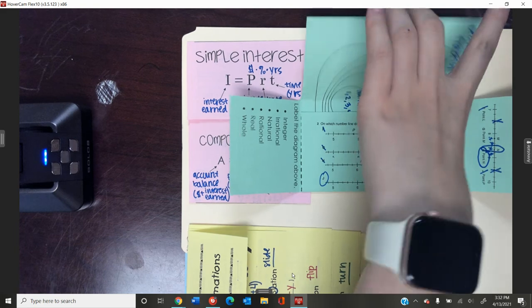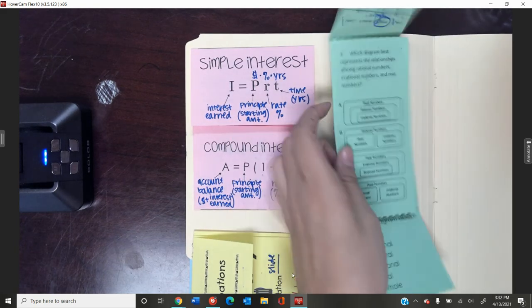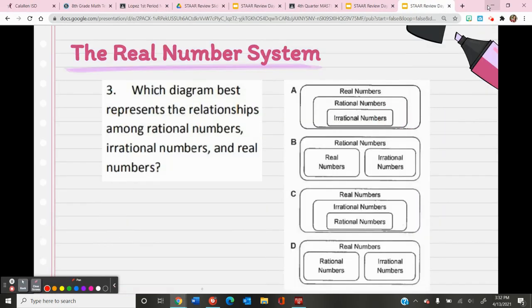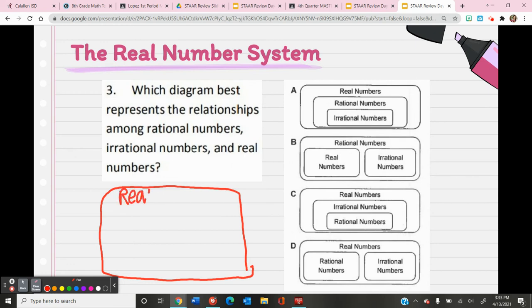Pause if you need a second, but next we're going to go ahead and look at number 3. So number 3 says, which diagram best represents the relationship among rational numbers, irrational numbers, and real numbers? So remember that this is called the real number system. So when I draw my box here, both rational and irrational numbers belong to the real number system. So this should be on the outside of all of your boxes. So that means you can automatically eliminate B, and then you're left with the others.